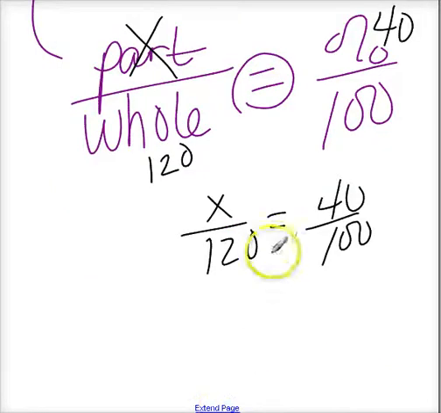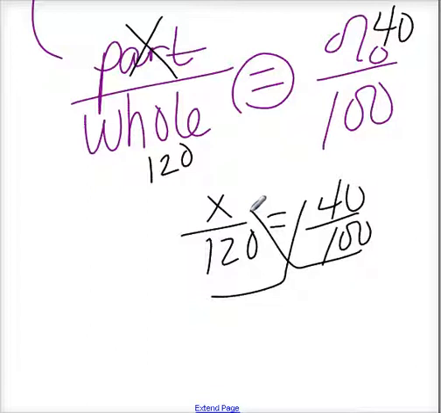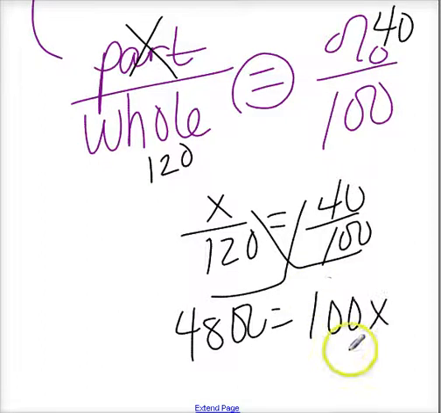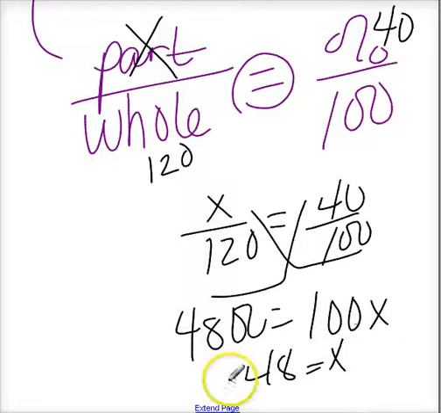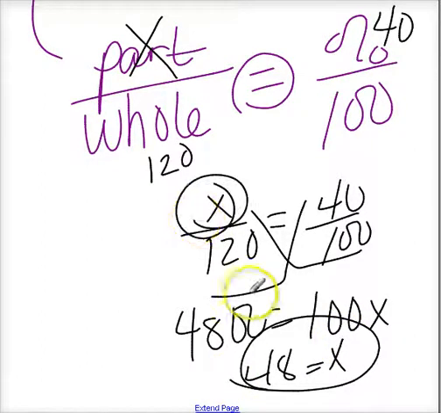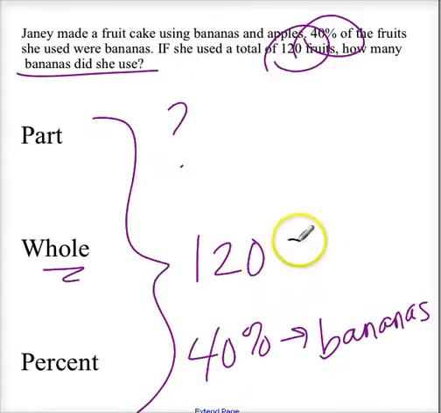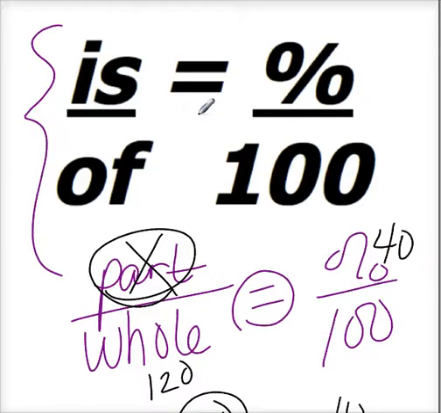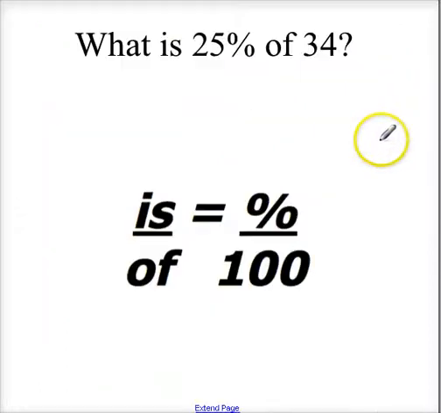Well, this is a proportion that I know how to solve. If I cross multiply, get my calculator, 120 times 40 is 4,800, and 100 times x is 100x. Divide by 100 on both sides, x equals 48. This is the x we were looking for, which is the part. So if I go back, out of the 120 pieces of fruit, she used 48 bananas. Okay, so that's a percent problem. So we're going to use this formula for all of these types of problems.